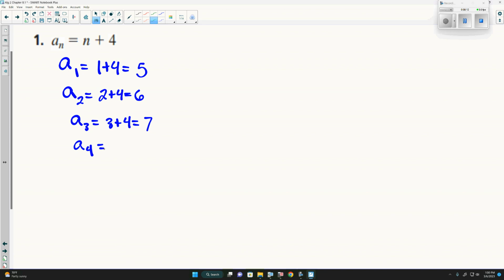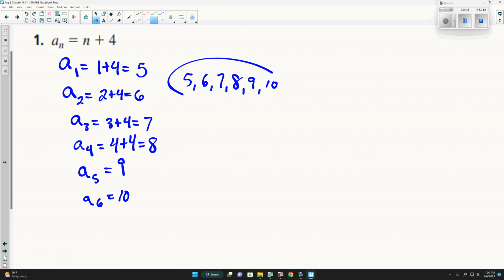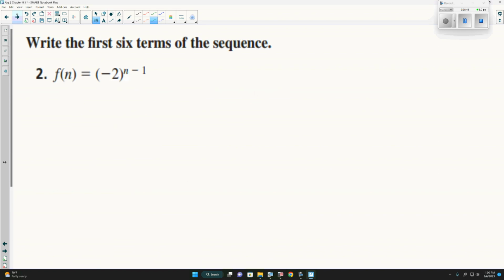A sub 4 would be 4 plus 4, which is 8. A sub 5 would be 9. And a sub 6 is 10. And that's it there. Questions on any of this here? F of negative 2 to the n minus 1.